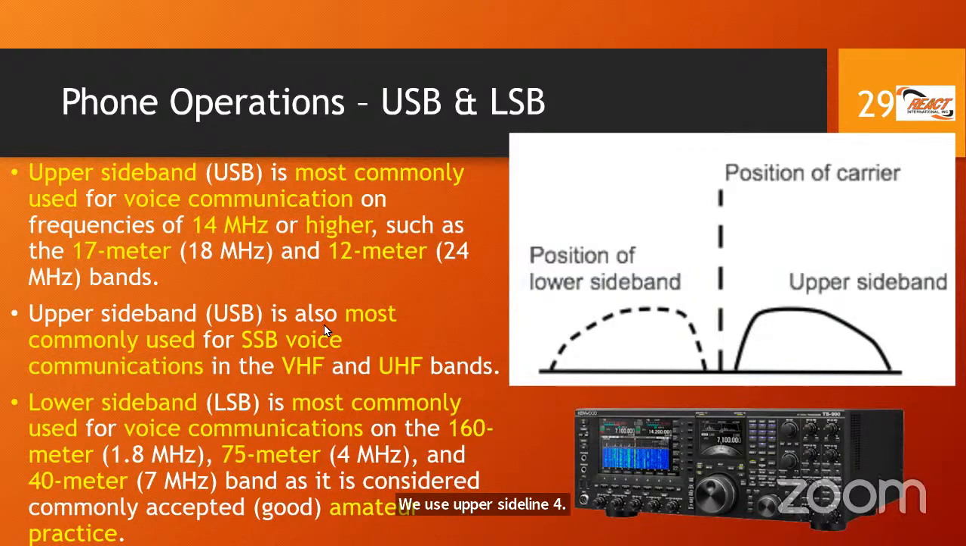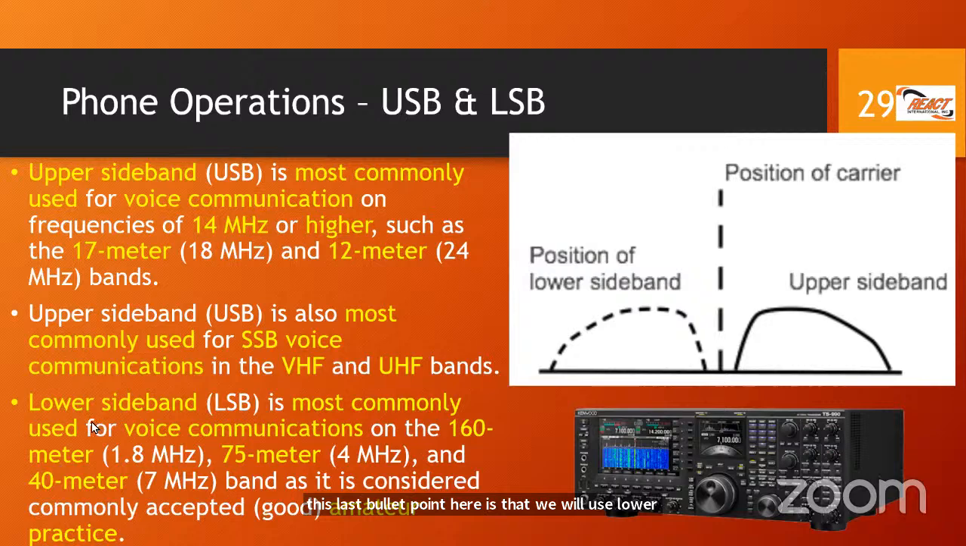So upper sideband is also commonly used when we are doing single sideband on VHF and UHF. Anytime you're using single sideband or SSB on VHF and UHF, it is pretty much always upper sideband. We don't really use lower sideband when we're doing SSB on VHF and UHF, right? But on HF, we'll use upper sideband for 14 megahertz and above. And this last bullet point is that we will use lower sideband for anything lower than that.